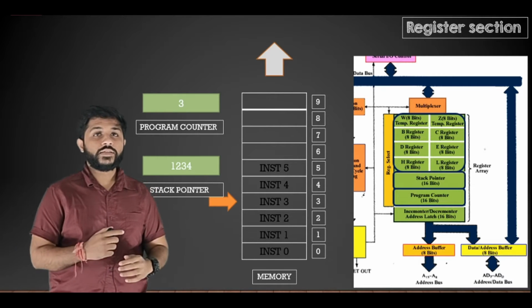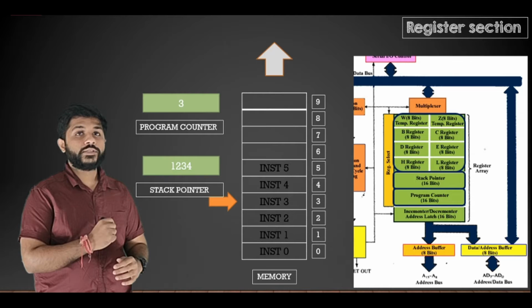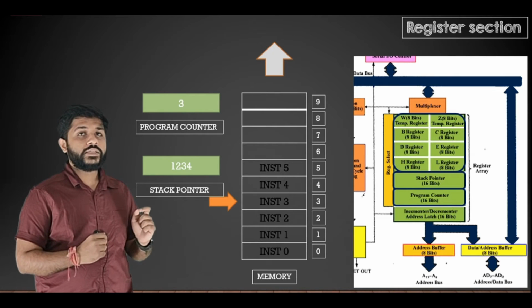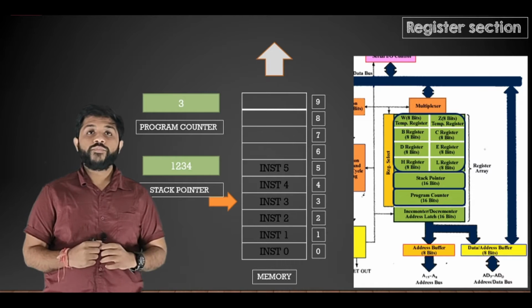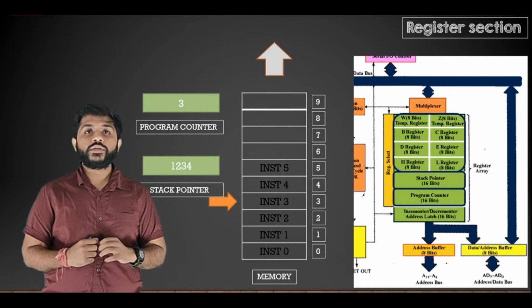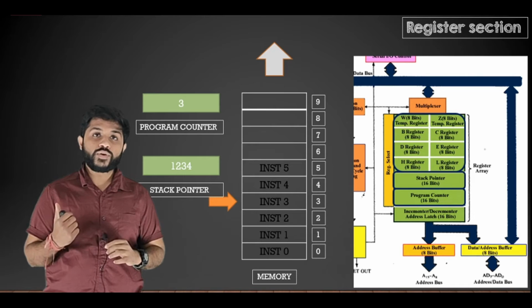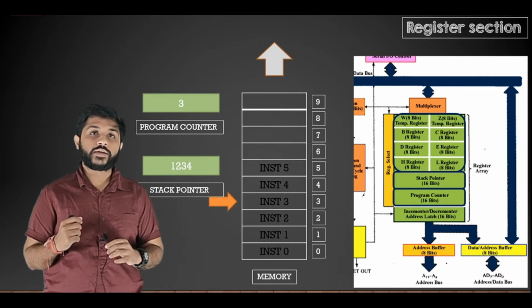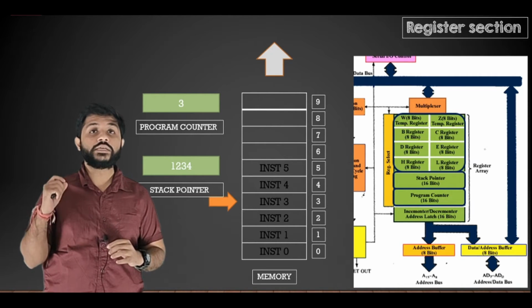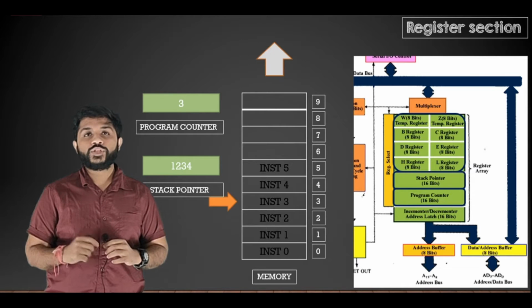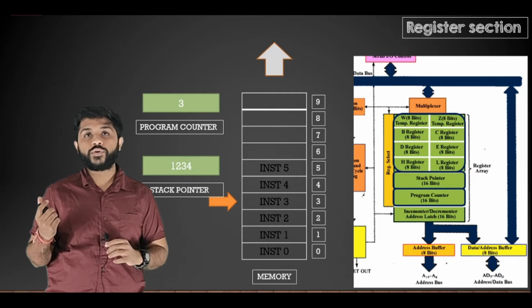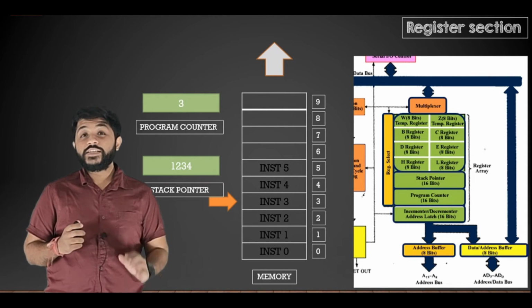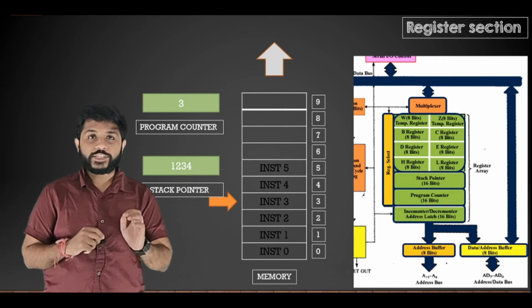Now you can see that there is a stack pointer. You can see the value in the stack pointer is 1 2 3 4. From the value of the stack pointer, you can know at which location the stack pointer is pointing, and that location is the top of the stack. So what is the top of the stack right now? It is 1 2 3 4. This is it for the register section.